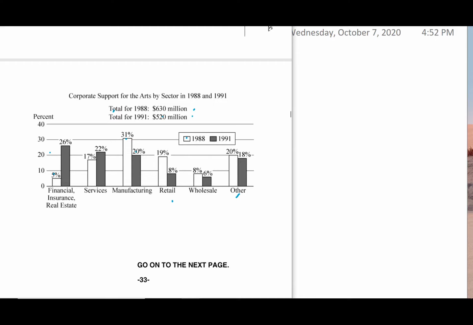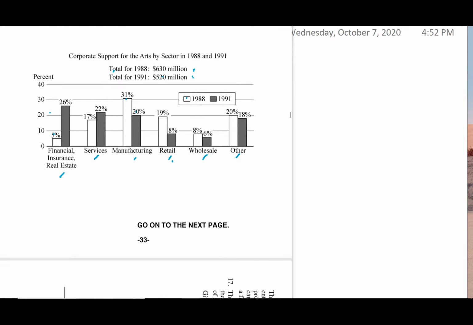For this case, it's showing the graphical illustration of the corporate support for the arts by sector in 1988 and 1991. So we're moving from left to right, so 1988's in white. And these are just the proportions for each of the given sectors. There are 6 sectors right here, and the total proportion for a given year adds up to 100. So basically these are just subsets of the total revenue, which is given right here and here.